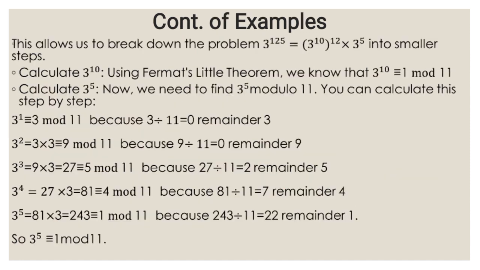Okay, so that's how I got what you see on the screen now. Let's move forward. This allows us to break our problem into smaller bits. I can calculate 3 raised to the power 10 using Fermat's little theorem. You know it already. It is going to give me 1 whenever I divide by 11. So I need to check for 3 raised to the power 5 now. Because I have seen 3 raised to the power 10, that's settled. Just wait, we'll sort out everything raised to the power 12 later. Let's follow up on the 3 raised to the power 5. So now we need to find 3 raised to the power 5 modulo 11.